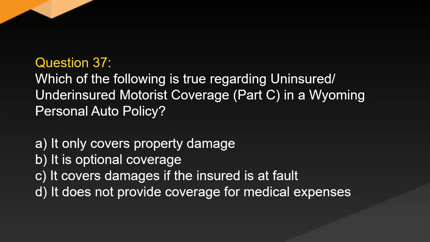Question 37. Which of the following is true regarding uninsured/underinsured motorist coverage, Part C, in a Wyoming personal auto policy? A. It only covers property damage. B. It is optional coverage. C. It covers damages if the insured is at fault. D. It does not provide coverage for medical expenses.